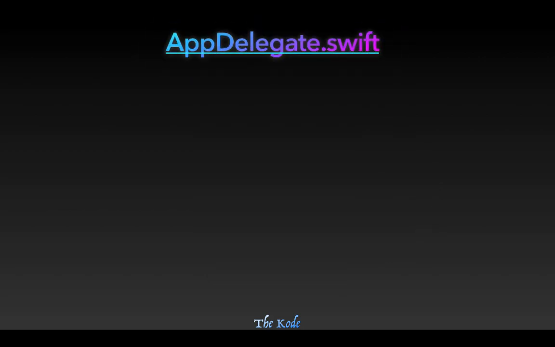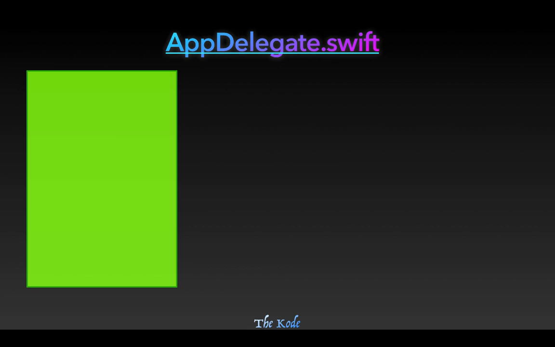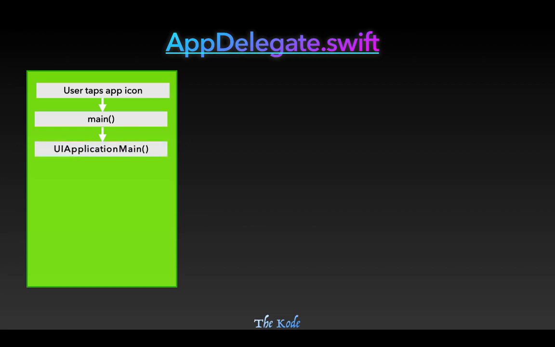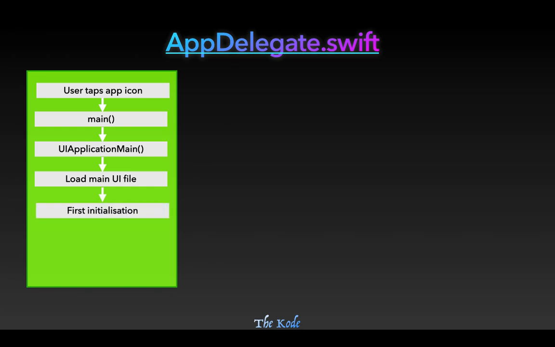Now we are good to discuss the appdelegate.swift file. What actually happens when the user taps the application icon? That initiates the main function, which is the entry point. On the initiation of the main function, it calls the UI application main function, which loads the main user interface file. Then the first initialization is done, and after that all UI states are restored, like touch, tap, gestures. In this way the final initialization is done, and after this the application is activated.